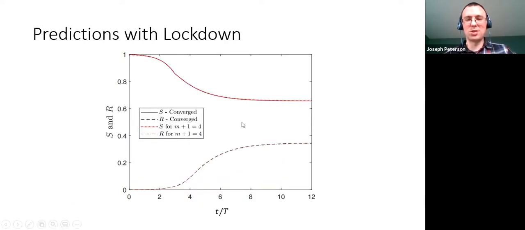So this is once again the Galerkin calculations. This is for the same number of modes, so 4 modes total, 3 of them being independent. And we see that it basically still tracks exactly.